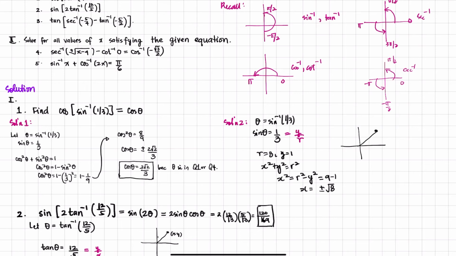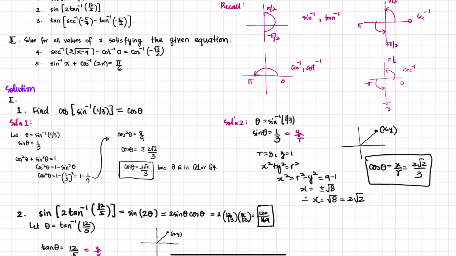So, yung xy na pinag-uusapan natin. Ayan. So, therefore, x is positive. So, x is square root of 8, which is 2 square root of 2. And we know that cosine of theta is x over r. So, we have 2 square root of 2 over 3. Diba? Very fast lang siya. And nakuha natin yung same answer.